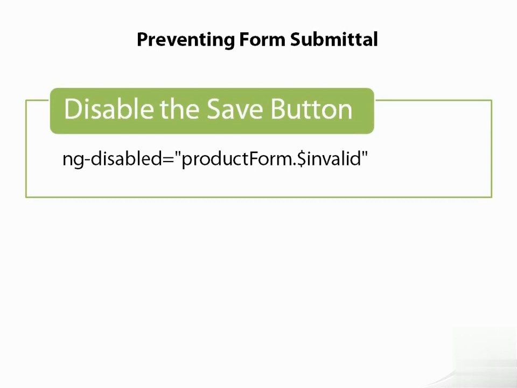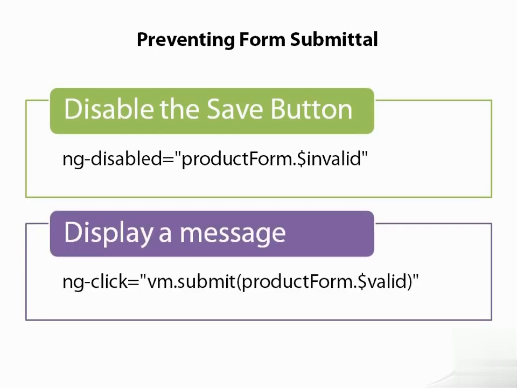Instead of disabling the button, another option is to display a message when the button is clicked. This technique involves passing the form's valid state to the submit method. The submit method can then check the state of the form and display an alert message if the form is not valid. Let's try both techniques.